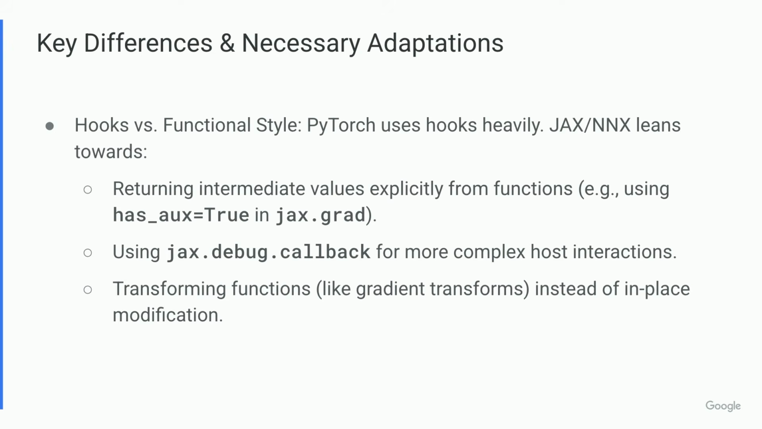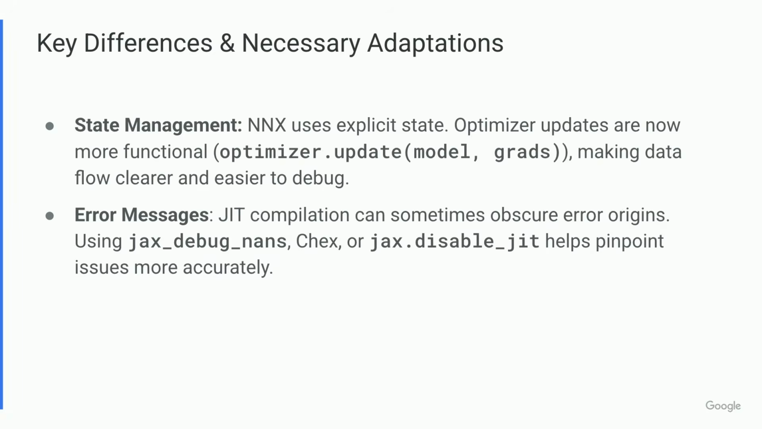PyTorch's hook system doesn't have a direct equivalent. JAX encourages more functional approaches like returning intermediate values or transforming functions. The way state is managed is more explicit now. For example, the optimizer update is now optimizer.update, giving it the model and gradients. You explicitly pass the model state in. This functional style makes it much easier to reason about what's happening in your training step, as there are fewer hidden side effects to track.